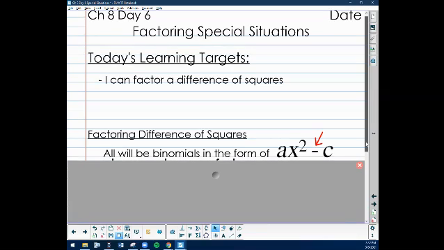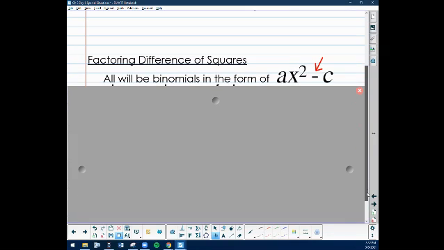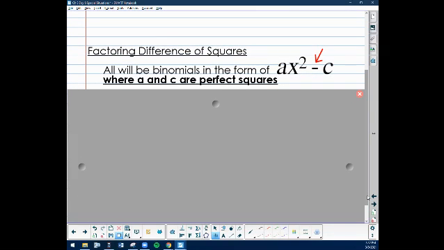So before we start talking about how to do it, let's talk about what it is. Factoring a difference of squares, okay? A couple things that we have to recognize. They're all going to be binomials. Remember, a binomial means two terms. And they're going to be in the form of ax squared minus c, where a and c are perfect squares. So you have to be able to recognize when this situation comes up, because it won't always be this way.